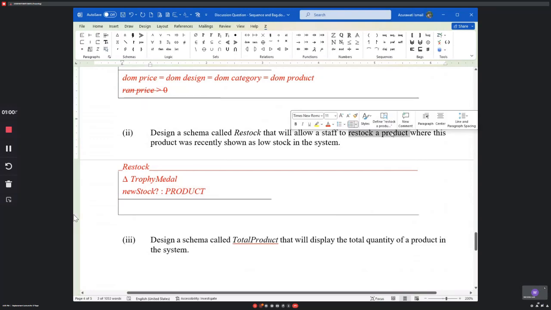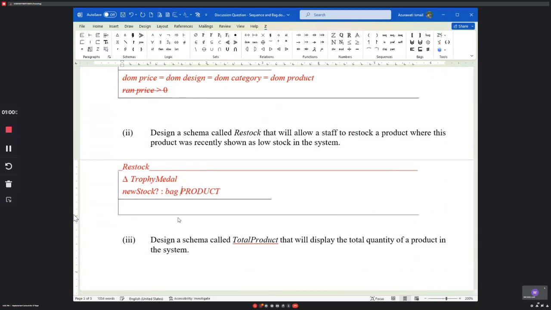So that means we are not restocking many products. We are restocking one product with many quantity. So how do we put that? We put a bag of product here. Okay, bag of product here.